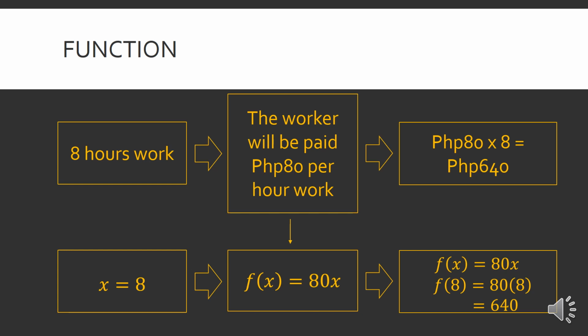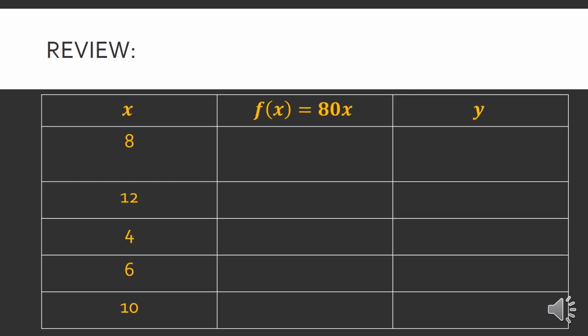To convert that into a mathematical sentence, x is equal to 8 and f of x, or the function of x, is equal to 80x. Substitute 8 to the variable x. So that will be f of 8 equals 80 times 8 equals 640. Let's try this. Okay, so if x is equal to 8, y is equal to 640.